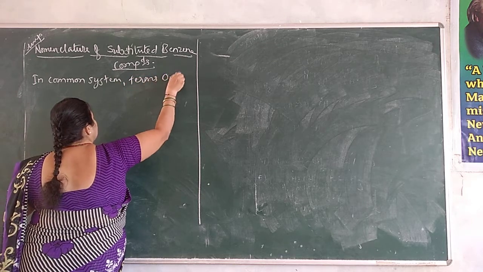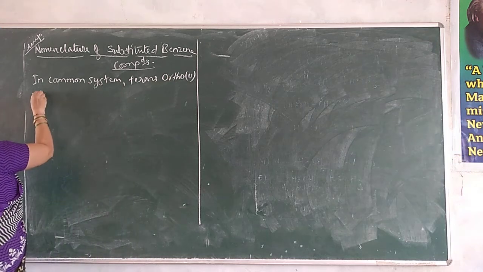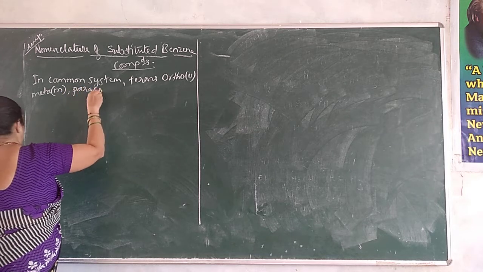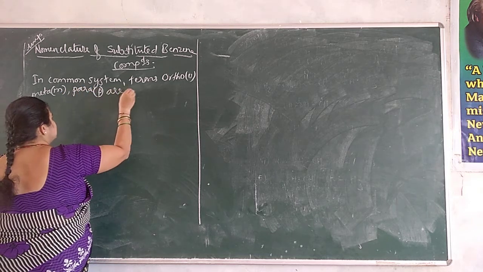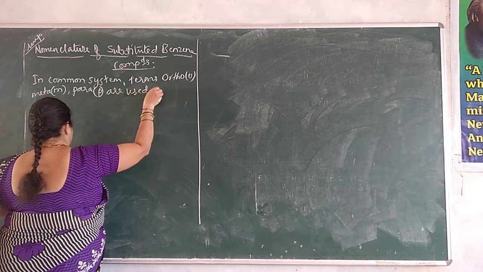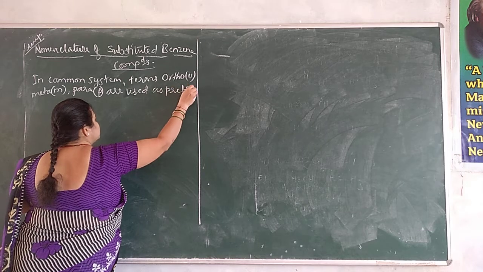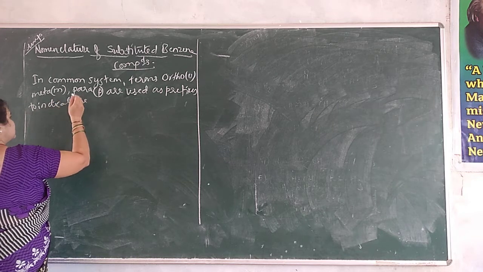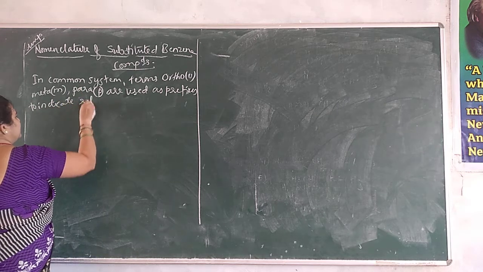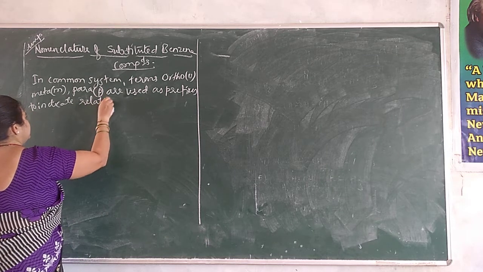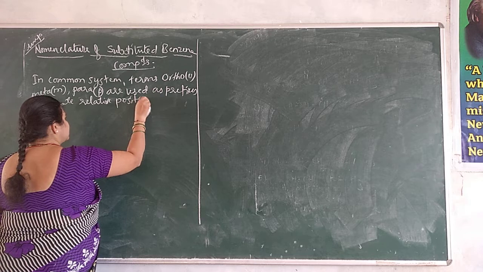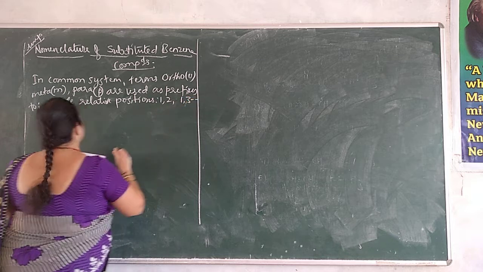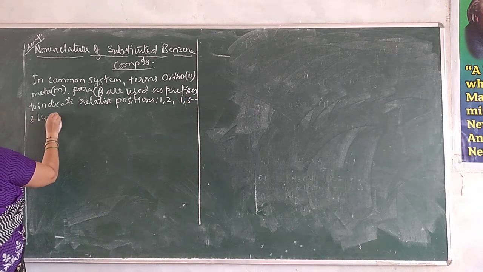the terms ortho (o), meta (m), para (p) are used as prefixes to indicate relative positions, that is 1,2, 1,3 and 1,4 respectively.